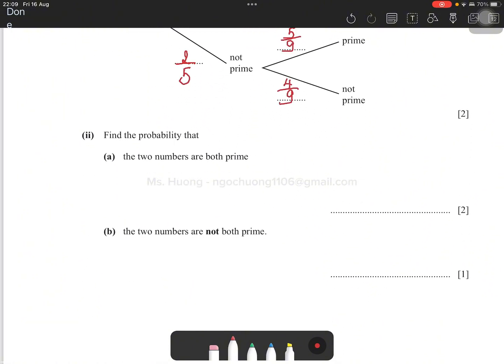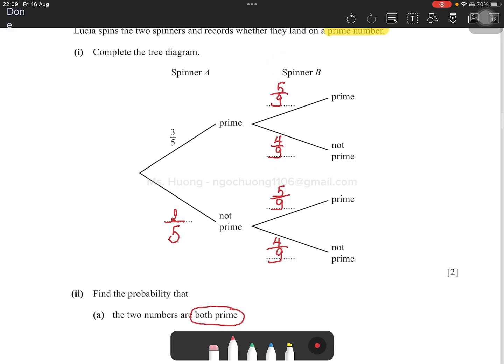Second question. Find the probability that the 2 numbers are both prime. I want both prime. So the first number is prime and the second number is also prime, which means we multiply 3/5 and 5/9. 3 out of 5 multiplied by 5 out of 9. So this is 15/45, and we simplify it to 1/3.